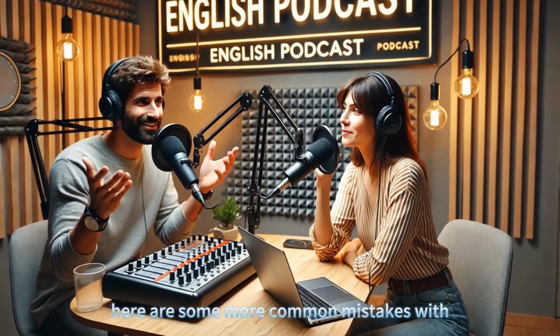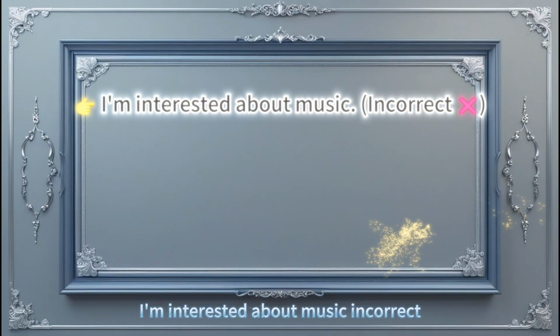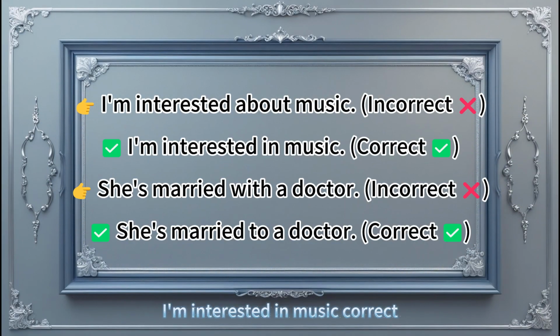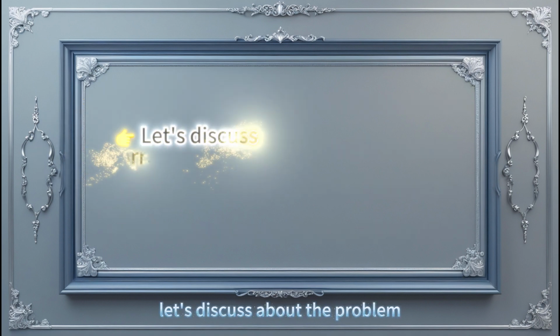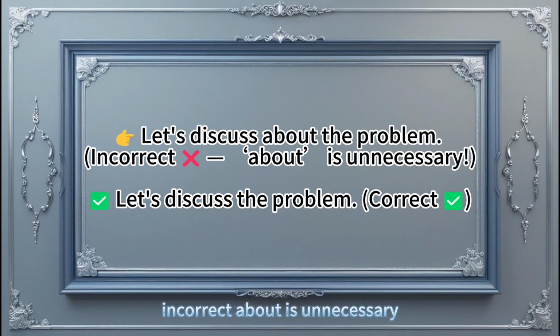Here are some more common mistakes with prepositions. "I'm interested about music." Incorrect. "I'm interested in music." Correct. "She's married with a doctor." Incorrect. "She's married to a doctor." Correct? "Let's discuss about the problem." Incorrect. About is unnecessary. "Let's discuss the problem." Correct.